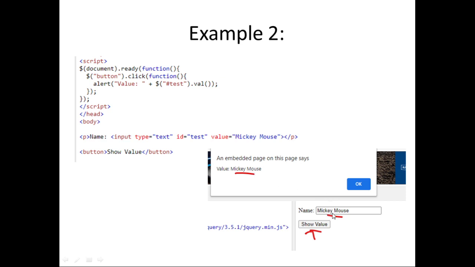Now, if you change this value, let's say for example, you type another value, that value will be updating this attribute here. So if you change that to Donald Duck, for example, and you click show value, then it will show here Donald Duck, not Mickey Mouse.